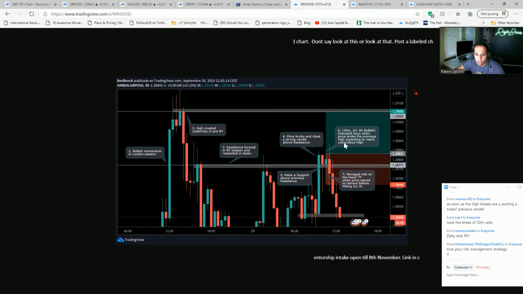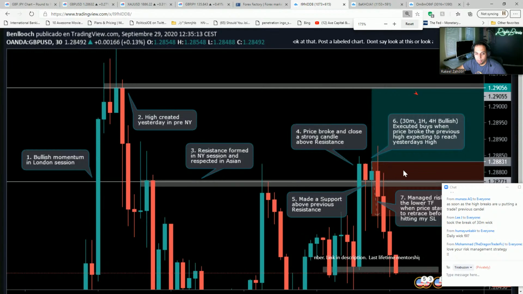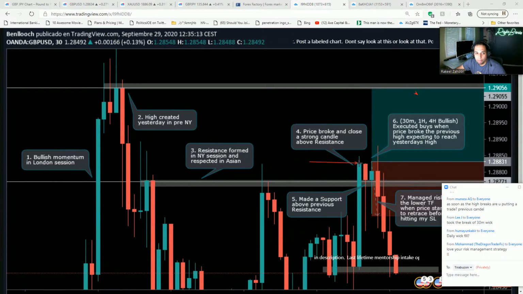Executed buys when price broke the previous high, expected to reach yesterday's high. Managed the risk. Well, it's a good thing you managed risk over here. But I think when this candle closed bullish, it closed below. Now, take a look at this. This is where you really have to be anal about candles. This candle closed bullish. This one closed bearish. This one closed bullish, but it closed below over here, so it's respecting resistance. At that point, you could have closed a partial position.